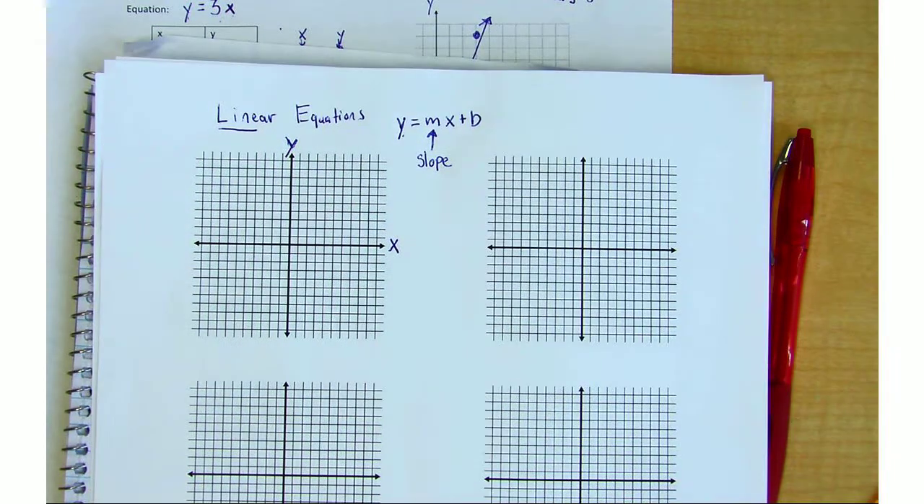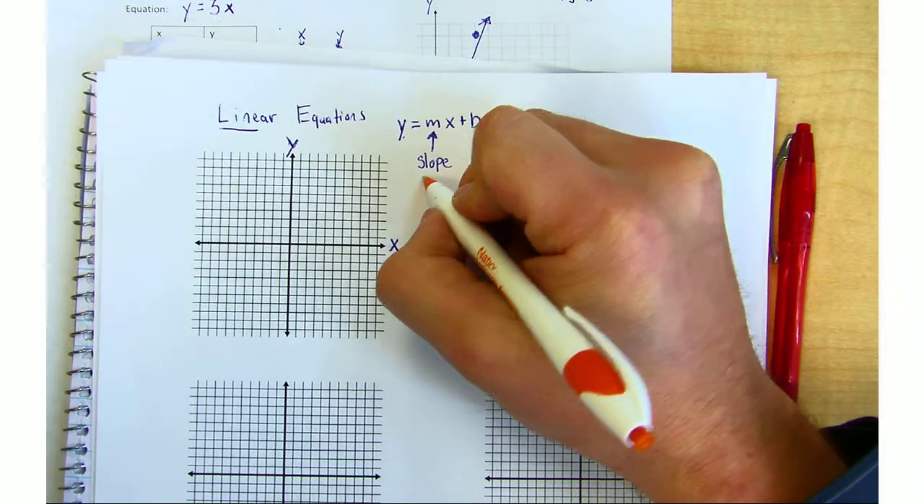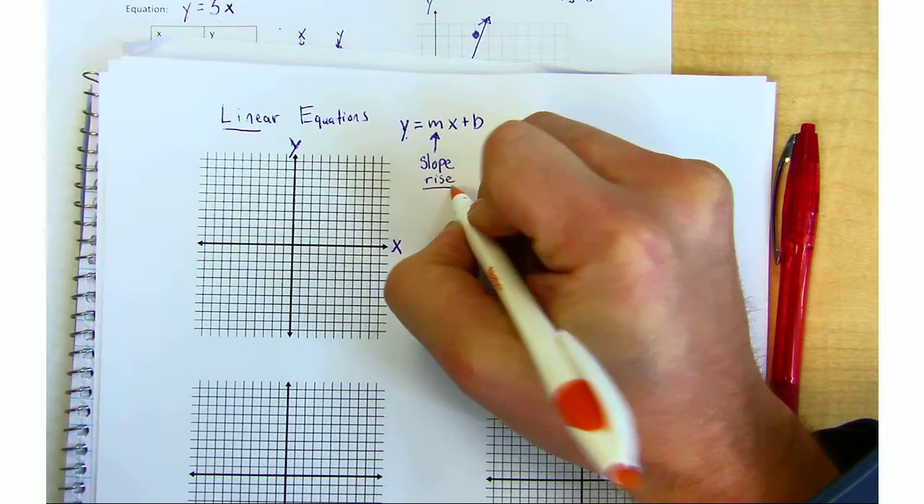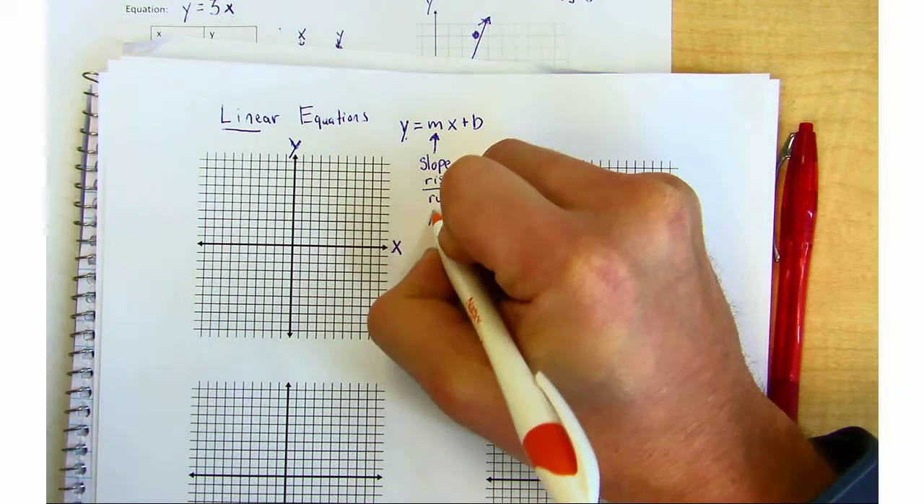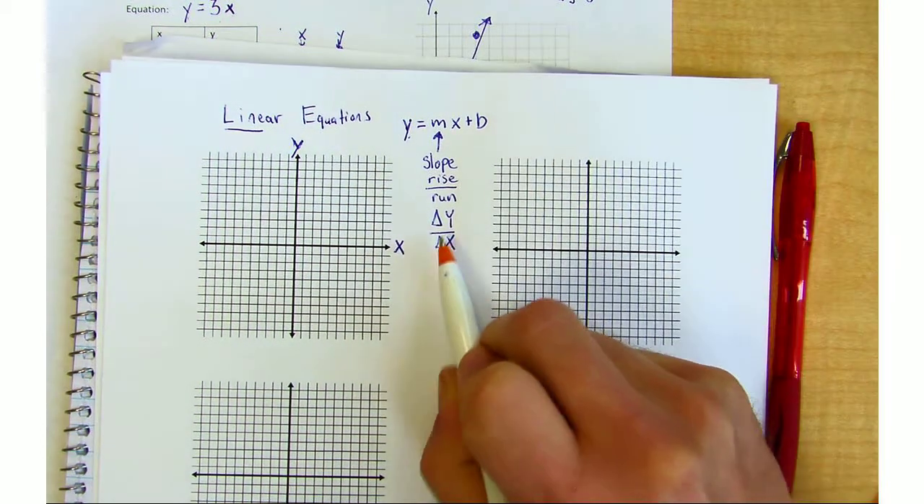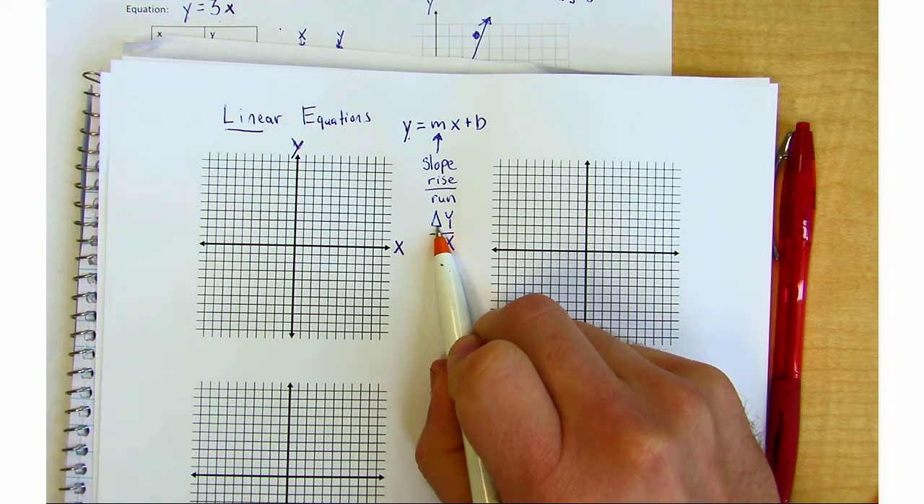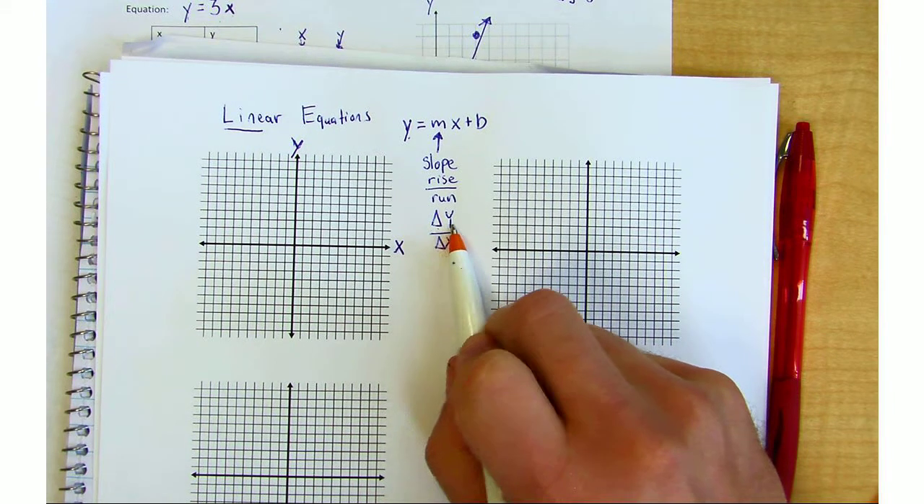If anybody has ever been skiing or snowboarding, you might hear somebody say, hey, I'm going to go hit the slopes. It's talking about the side of the mountain you're going down. So this talks about how the line changes. One thing they say is it's the rise over the run, or how your y changes versus how your x changes. This is delta, a Greek letter, and it means change: the change in y over the change in x.